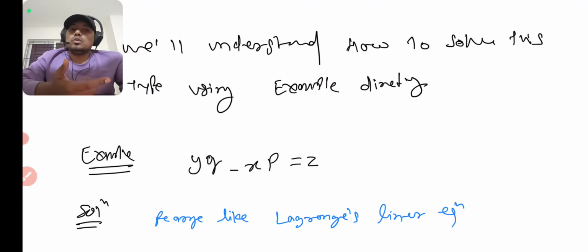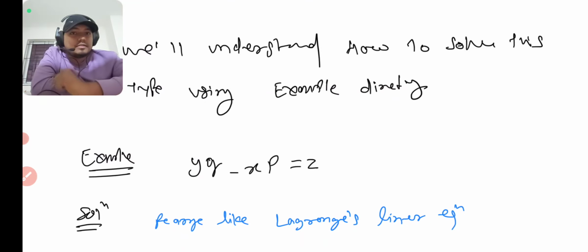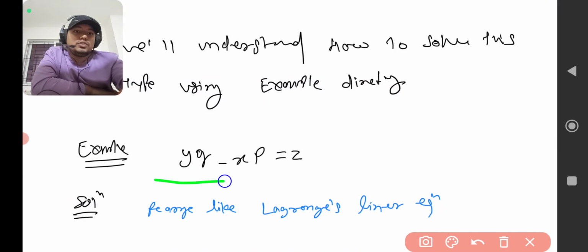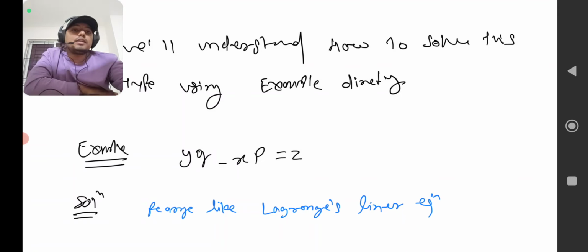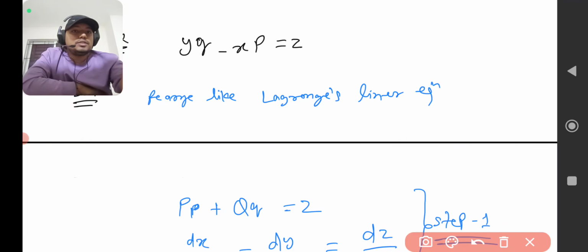We will understand how to solve these types of problems of Lagrange's linear partial differential equation by using an example. Suppose I am taking the example yq minus xp is equal to z. First, you have to rearrange the question like Lagrange's linear equation. One more thing: whenever a question comes in the GATE exam, always try to see if you can solve the equation directly by integration. The answer is no.